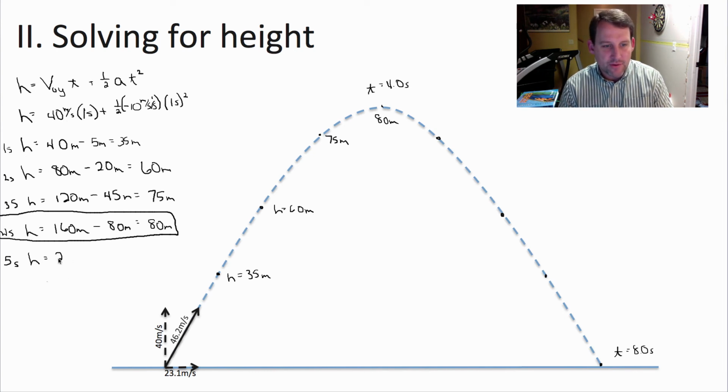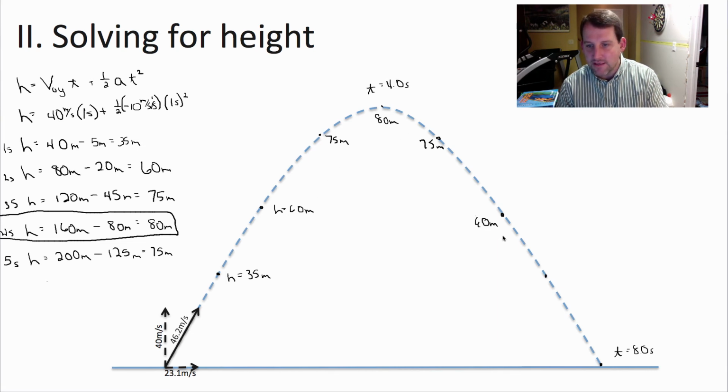Now on the way back down, we'll quickly see height at 5 seconds should be at 200 meters. Minus what gravity does, 125 meters, equals 75 meters. And so this side, 75 meters. And on the way back down, you'll see that these start mirroring each other. This one, we do the calculation, is going to be 60 meters. This one is going to be 35 meters. And this one back down to 0 meters.